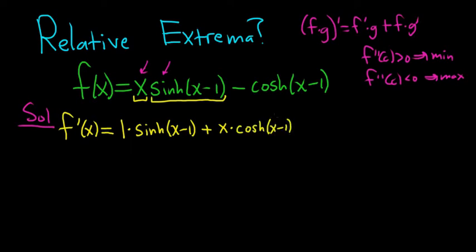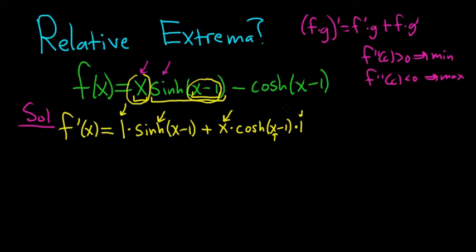And then we're supposed to use the chain rule, right, because we have an inside function. The derivative of the inside here is just 1, because the derivative of x is 1. Let me go over that again. The derivative of the first piece is 1, times the second piece, which is sinh, plus the first piece, which is x, times the derivative of sinh, which is just cosh, and then you have to multiply by the derivative of the inside function, which is just 1.